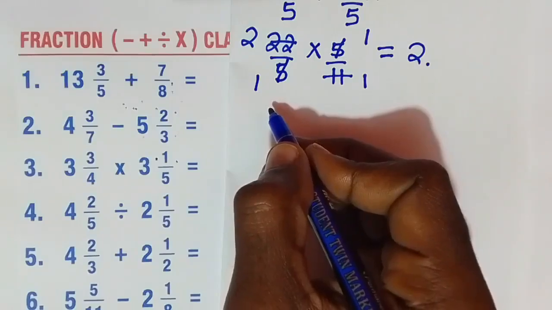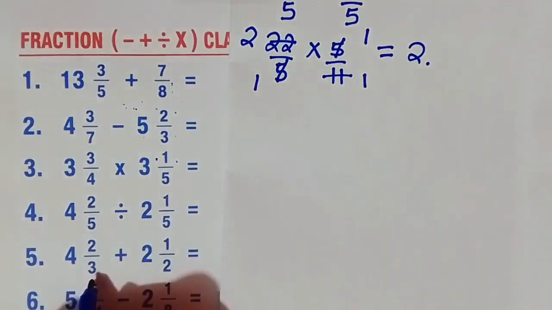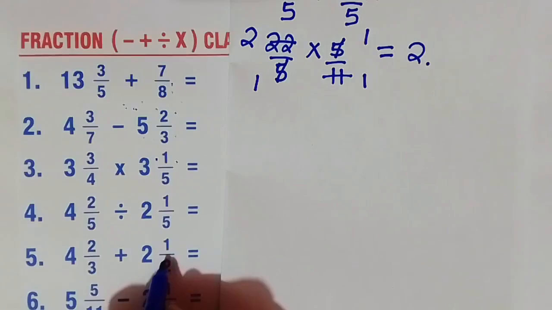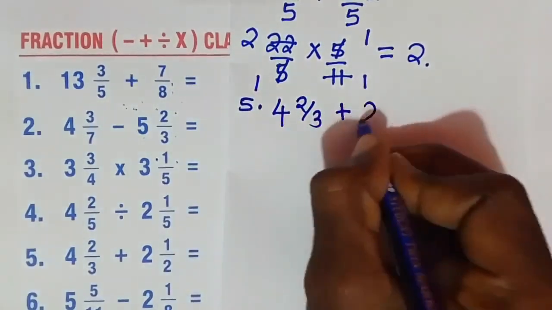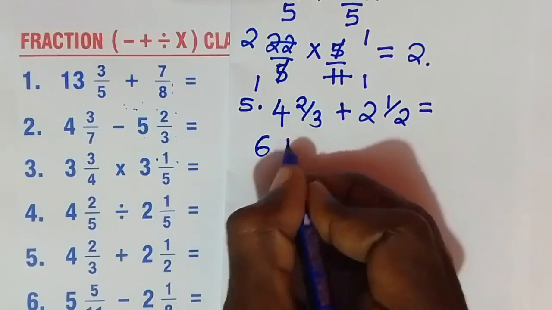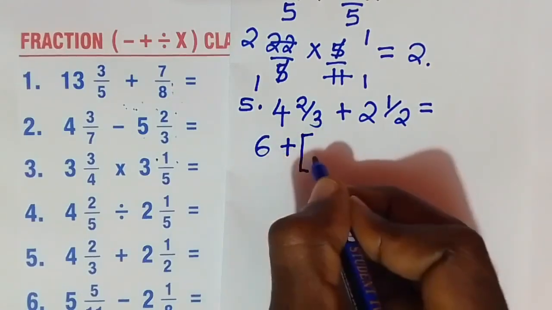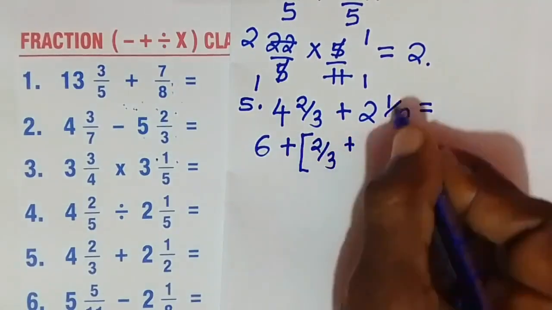Let us do question number 5. We have 4 2 out of 3 plus 2.5. Is 4 plus 2, we get 6, plus, we are going to take fraction plus fraction, that is 2 over 3 plus 1 over 2.